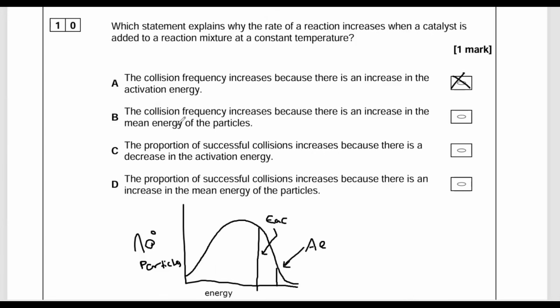If you use a catalyst, the activation energy shifts to the left, it decreases. So EAC, energy of activation, catalyst, whatever, which means we're going to have a higher proportion of successful collisions because we've decreased the activation energy. So it's going to be C. You haven't changed the size of the camel's hump by adding a catalyst. So you haven't changed the mean energy by doing that, and you haven't increased the activation energy, which would shift it to the right and make it a lot slower.